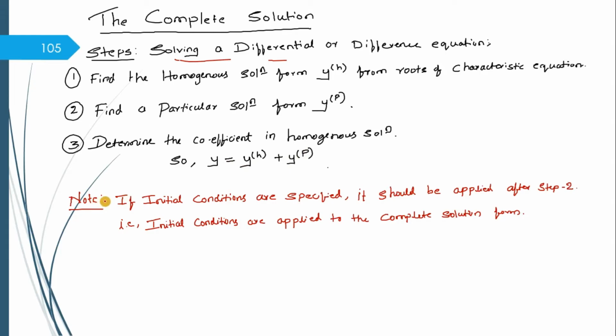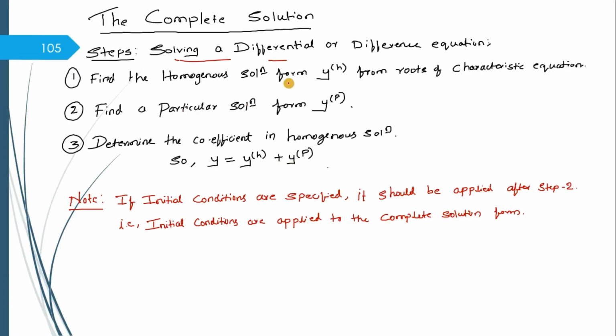So here you should remember one thing. I have written it as a note. If initial conditions are specified, they should be applied after step 2. Means if initial conditions are given, while finding the homogeneous solution we were substituting them there and then itself. Now here you are not supposed to do it. First write the general form of the homogeneous solution by referring to the roots of the characteristic equation. Then solve for the particular solution. Add these two things, you will get the general form of the complete solution. Then apply the initial condition. That's the meaning. So initial conditions are applied to the complete solution form only. That you should remember. Okay, so people go wrong here.